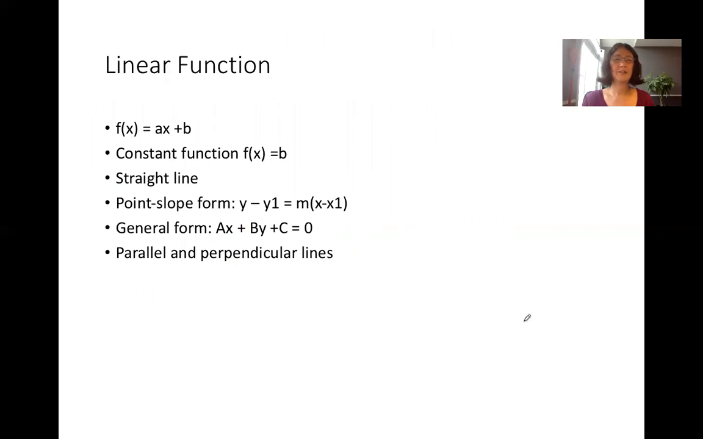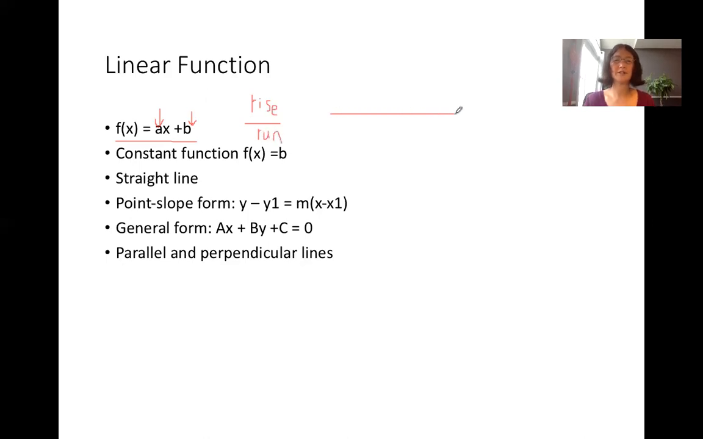So now talk about a linear function. A linear function has the format y equals ax plus b, or f(x) equals ax plus b. We call this a the slope, and b is the y-intercept. The meaning of the slope is that it is rise over run. When you have rise over run, that is the slope.